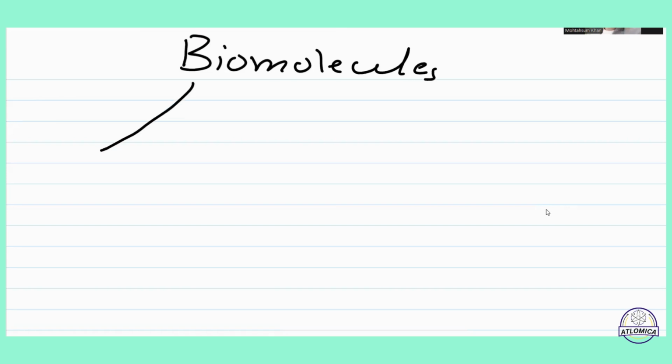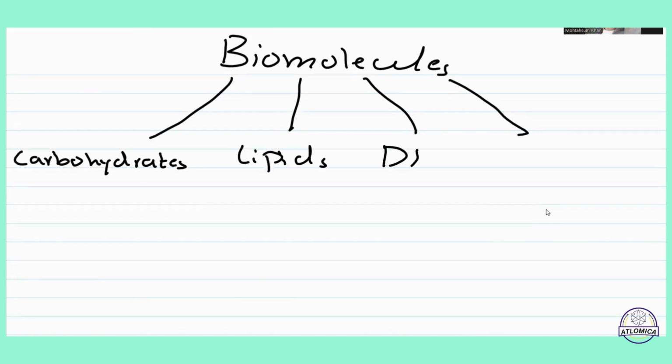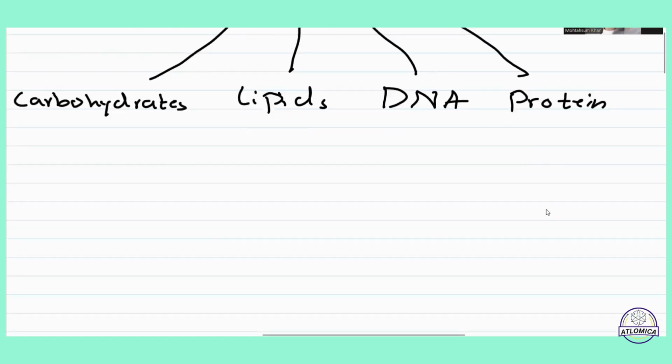The topic of discussion today is biomolecules. There are four types of biomolecules that are required for you to learn in your A-level syllabus. The first one is carbohydrates. Second are your lipids, then DNA and protein. These are the biomolecules that you should know in your AS level bio syllabus.